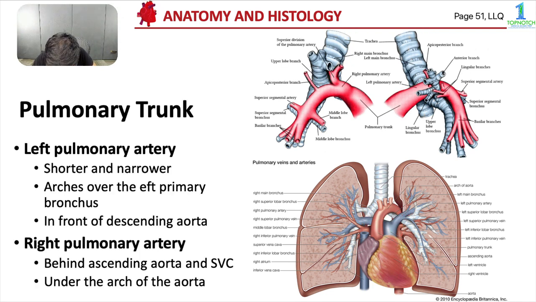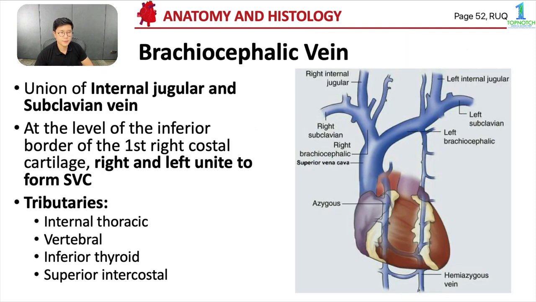So your left pulmonary artery is shorter and narrower than the right. It arches over the left primary bronchus here. That's the left primary bronchus. And it runs in front of the descending aorta. While your right pulmonary artery over here goes behind the ascending aorta and the superior vena cava, and it passes under the arch of the aorta.